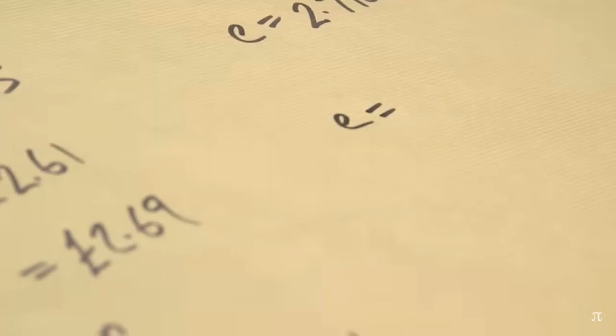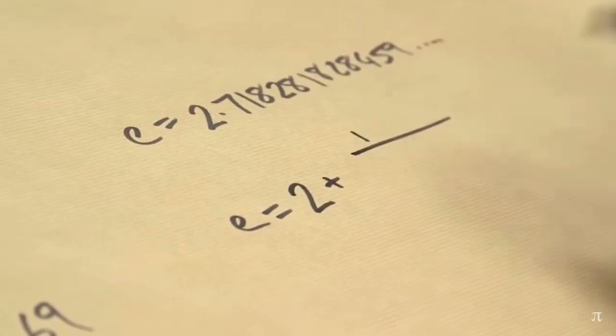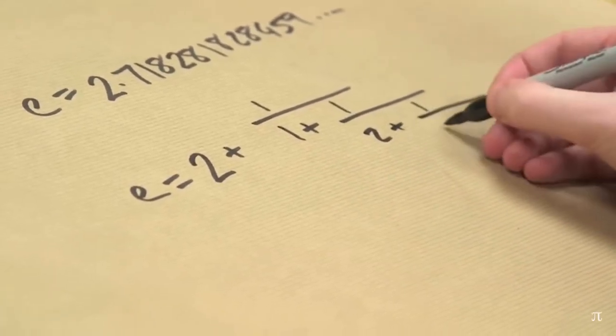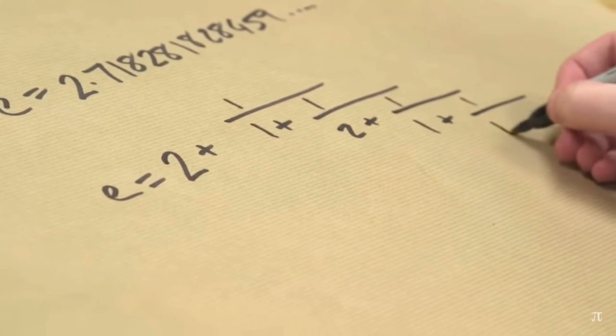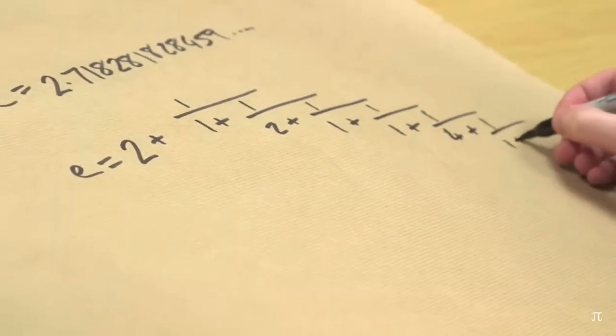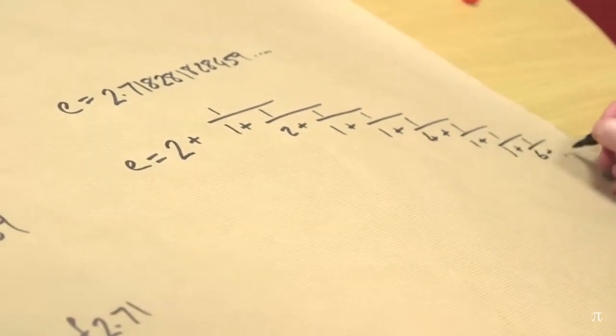Euler proved that this was irrational. He found a formula for E, which was a new formula, not this one here, a different formula, and it showed that it was irrational. I'll quickly show you that. He found that E was equal to 2 plus 1 over 1 plus 1 over 2 plus 1 over 1 plus 1 over 1 plus 1 over 4 plus 1 over 1 plus 1 over 1 plus 1 over 6 plus, and this goes on forever.